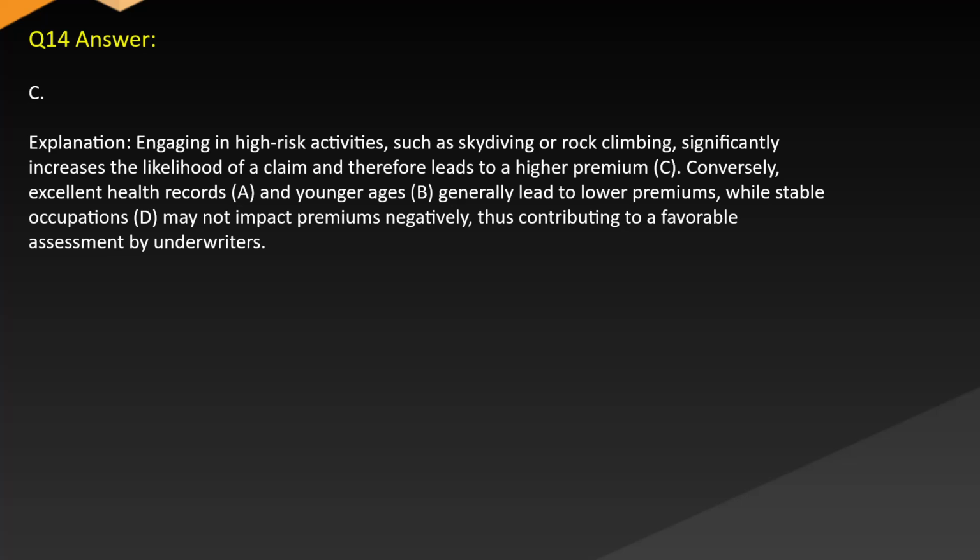Answer C. Explanation. Engaging in high-risk activities such as skydiving or rock climbing significantly increases the likelihood of a claim and therefore leads to a higher premium (C). Conversely, excellent health records, say in younger ages (B), generally lead to lower premiums, while stable occupations (D) may not impact premiums negatively, thus contributing to a favorable assessment by underwriters.